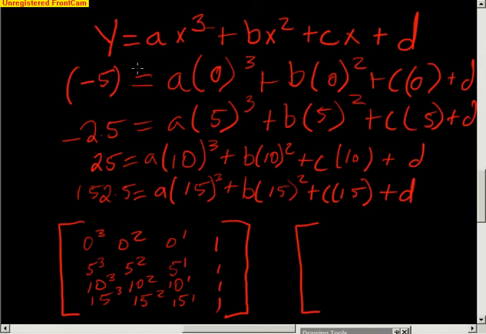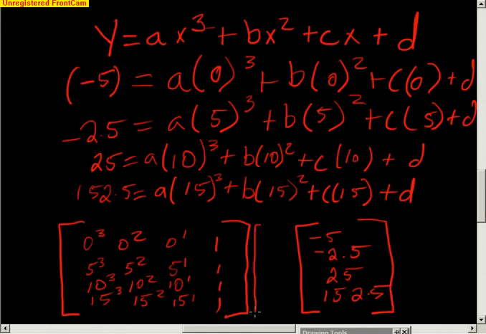This is matrix B. Matrix B is my solution matrix right here. And so I get a -5 here. I get a -2.5. I get a 25. And I get a 152.5. And so when I multiply this matrix times a, b, c, and d, it equals this matrix.